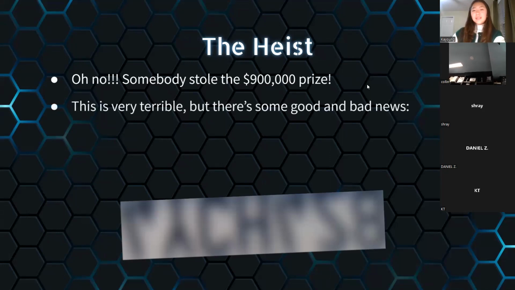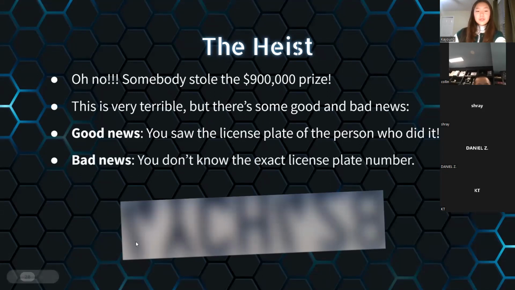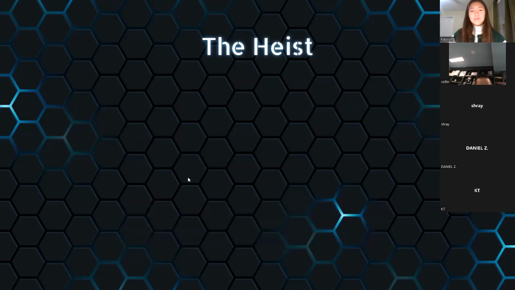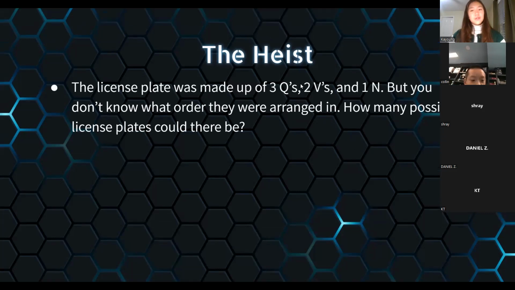So it's very terrible, but there's some good and bad news. So good news, you saw the license plate of the person who did it, but you don't have 20/20 vision, so you couldn't see it clearly. It just looked too blurry, too fast. But somehow you magically know that there's 3 Q's, 2 V's, and 1 N, but you don't know what order they're arranged in. Okay, but you know that those are the letters. So we're just gonna guess. There was 1 H. Be quiet. No, that's just your eyes playing tricks on you.